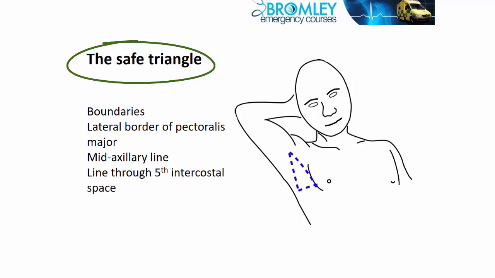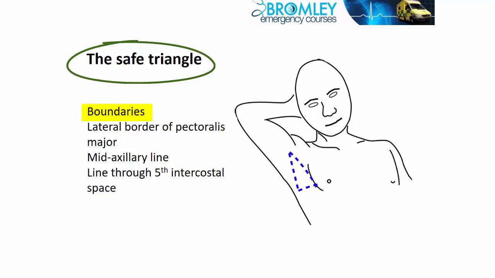And of course, when we put a chest drain in, we're going to look for a position just above the rib below, because if we get too close to the next rib up, we may hit the intercostal vessels where they run just underneath the rib above. So we always go just above the rib below. But we also should go within this safe triangle.